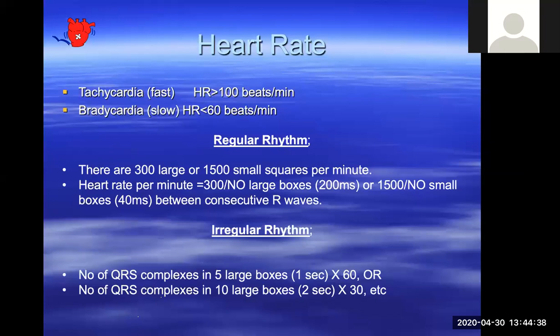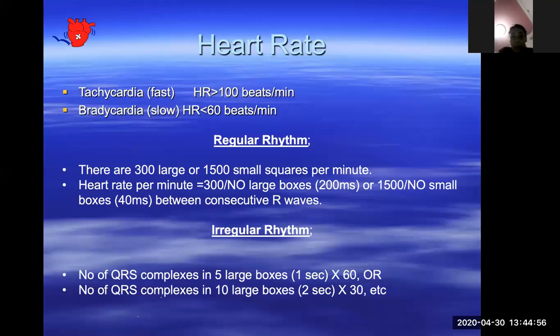Each big square has 5 small squares. So you look at the number of big squares, and 300 divided by the number of big squares gives the rate. That's if the patient is in sinus rhythm. Okay, we'll go through a few examples.